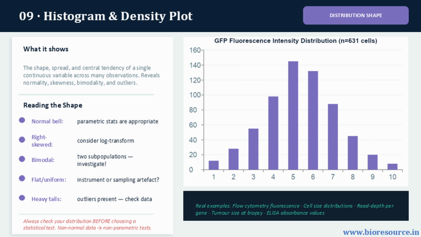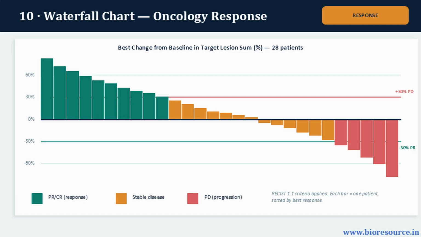A histogram can reveal whether a parametric test is appropriate or whether you should consider transformation or a non-parametric method. Your statistical test should follow your data distribution, not your preference. Waterfall charts are especially useful in oncology.